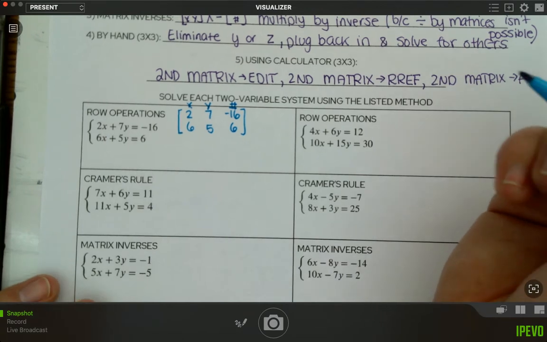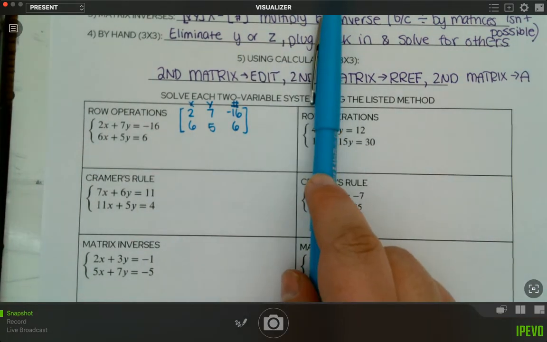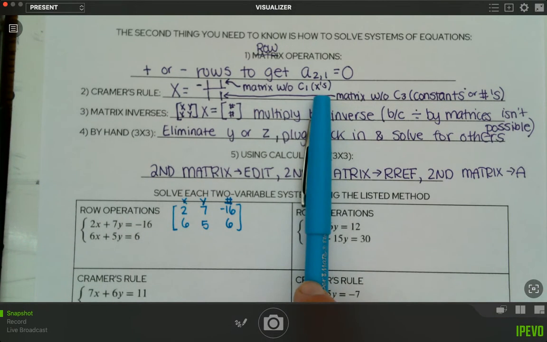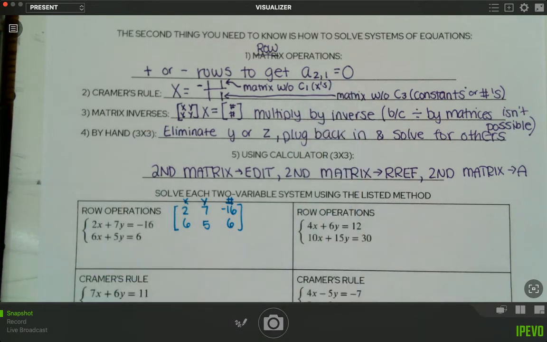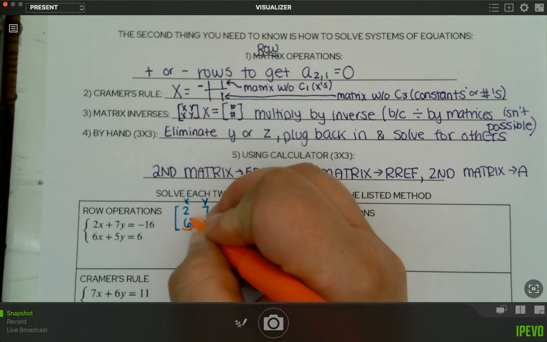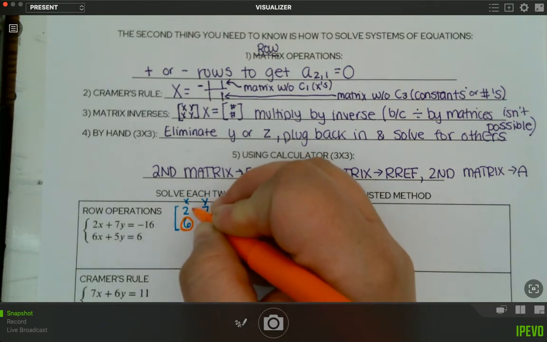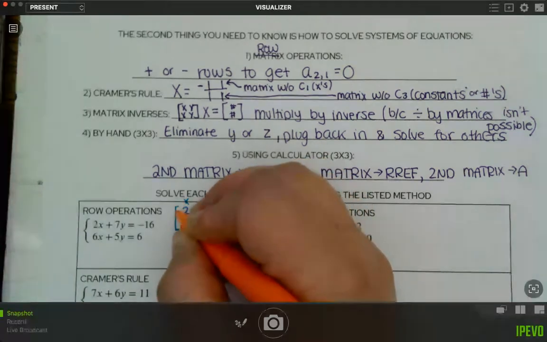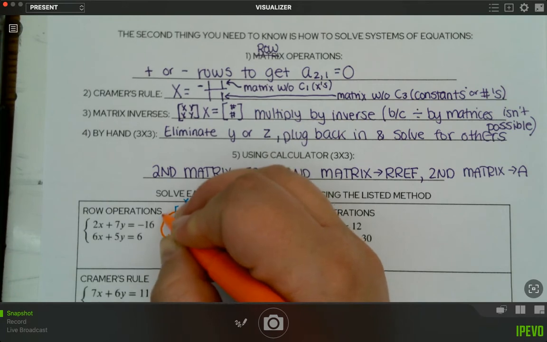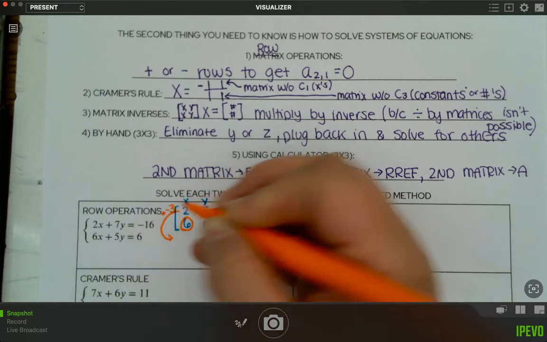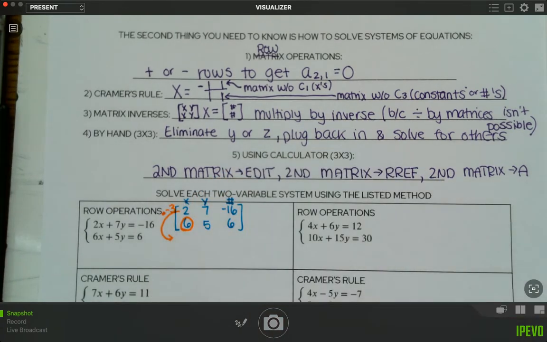Then we want to get the row 2, column 1 to be 0. So I'm going to multiply by something so that when I add 6 to whatever's right here, I get 0. So I want this to be -6, basically is what I'm saying. And I can make that happen by multiplying by -3. But I have to multiply by -3 all the way across.